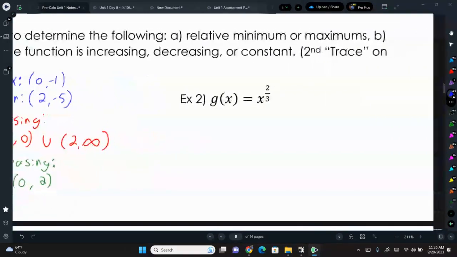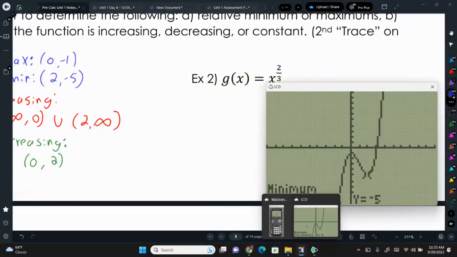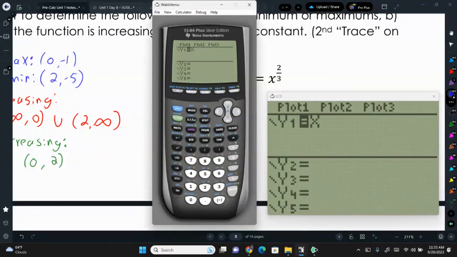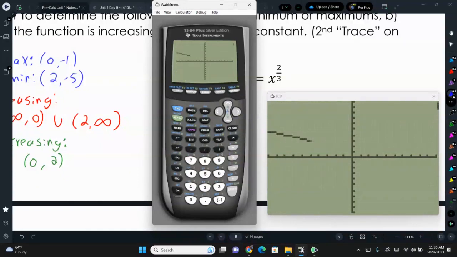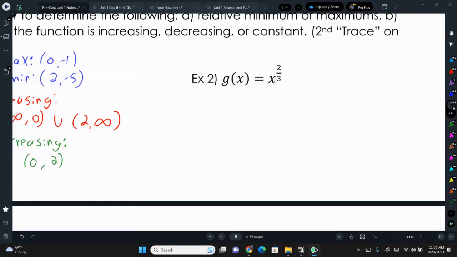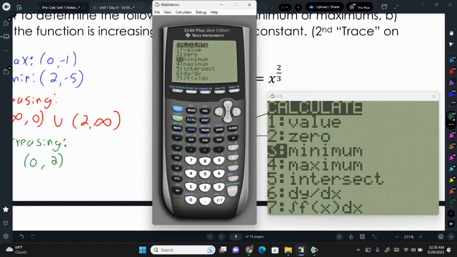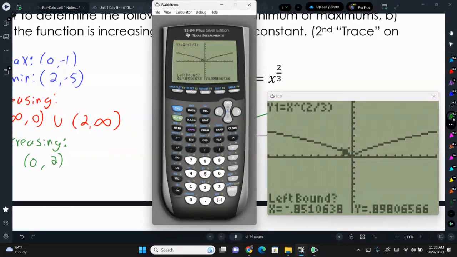And if we look at example 2, we have x raised to the 2/3 power, and that graph looks like this. So like a weird looking V, but there's a little bit of a curve to that. So it kind of looks like this. So I think we can probably tell that the minimum is going to be 0, 0, but let's double check.